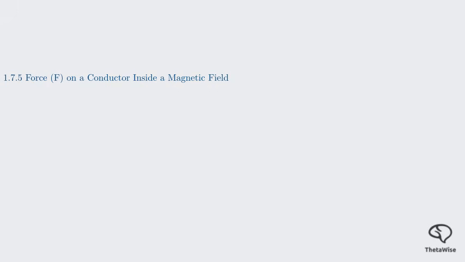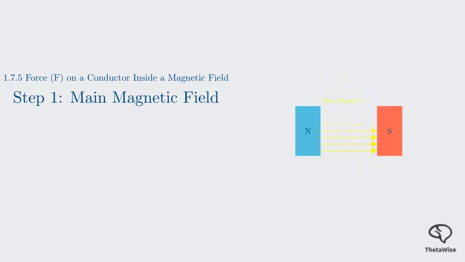Let's visualize this process step by step. First, let's establish our main magnetic field using two bar magnets. Here we have a north pole and a south pole. This creates a uniform magnetic field between them, with flux lines running from north to south.